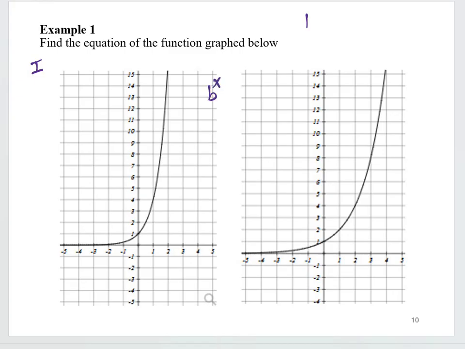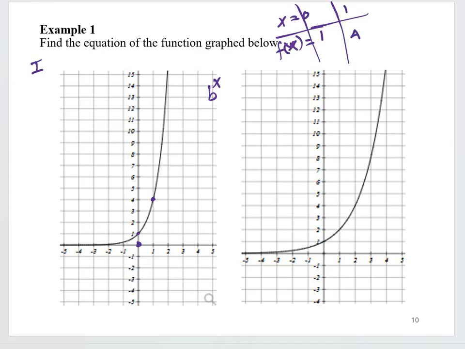Okay. Now we want to find the base value. So how to find the base value? For that we need to find out 2 points. So what happens when x is equal to 0 here? When x is equal to 0, we know the y value is 1, right? So when x is equal to 0, the function value f of x is equal to 1. And when x is equal to 1, it is 4, right?